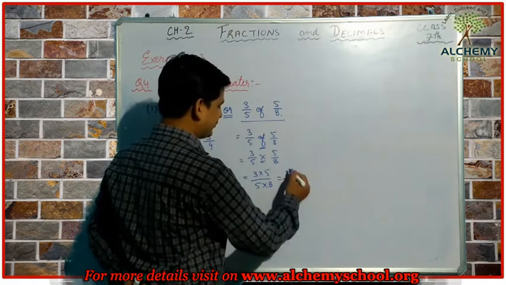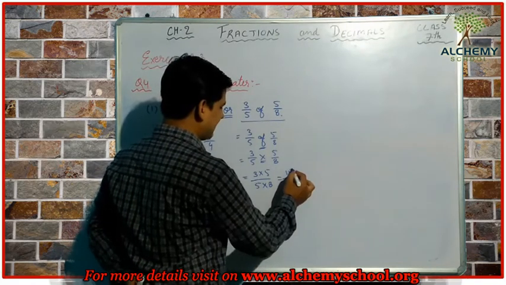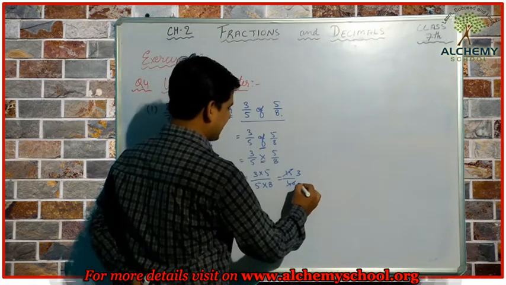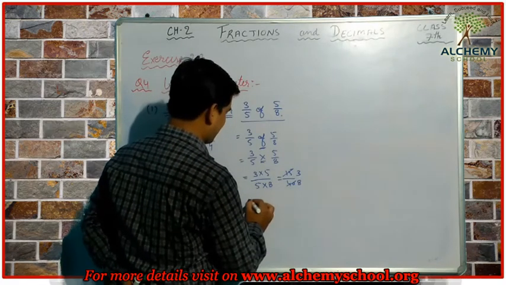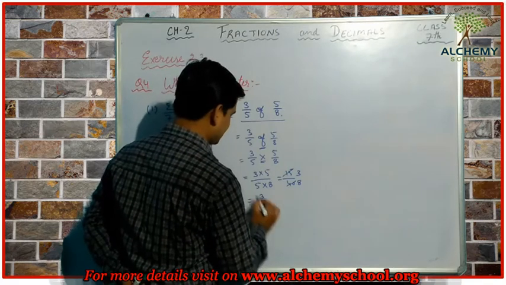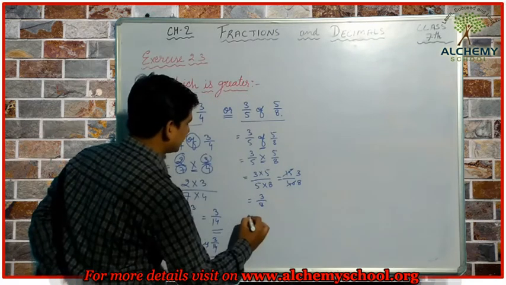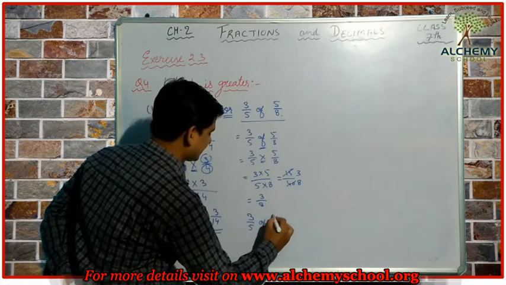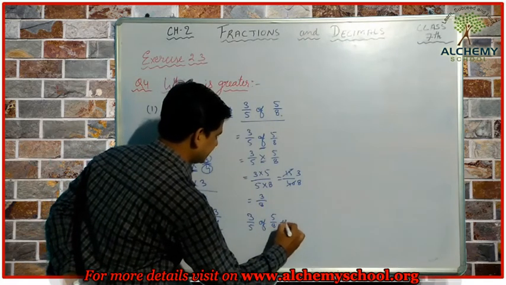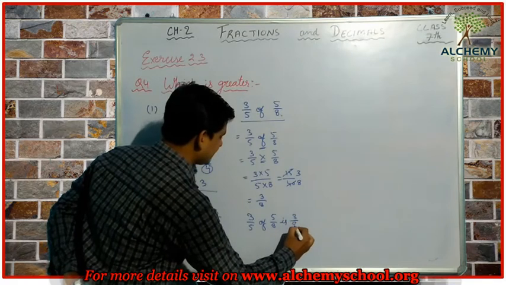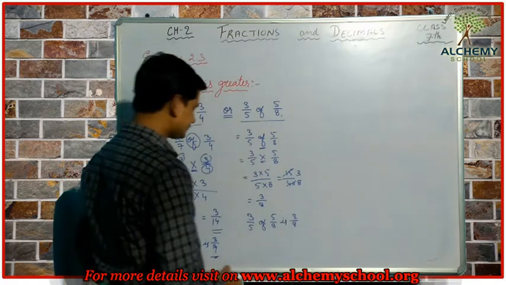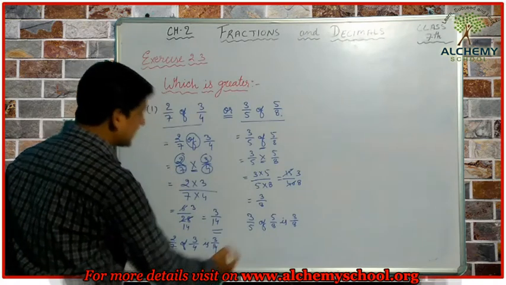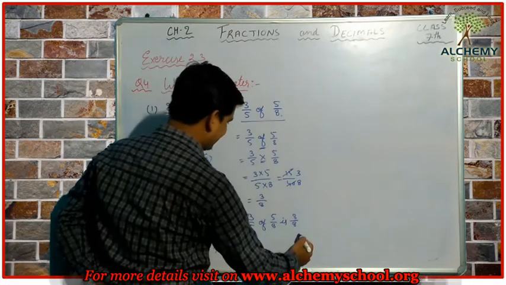Okay, we can see both the numbers are divisible by 5. So 5 3s are 15 and 5 8s are 40. So finally we got here 3 upon 8. Okay, so we can write here 3 upon 5 of 5 upon 8 is 3 upon 8. Okay, so now for this we got 3 upon 14 and for this we got 3 upon 8.